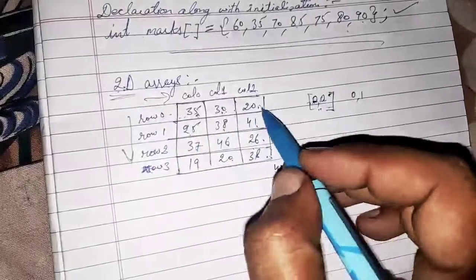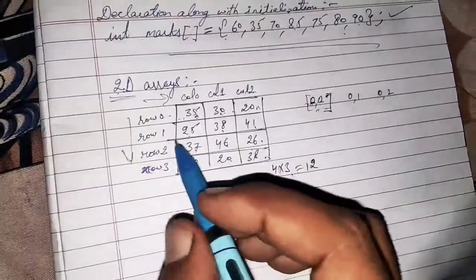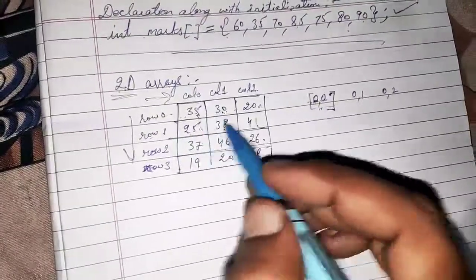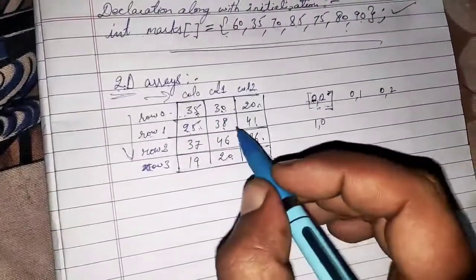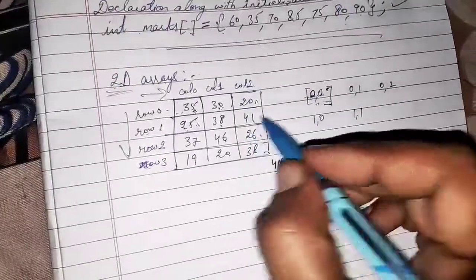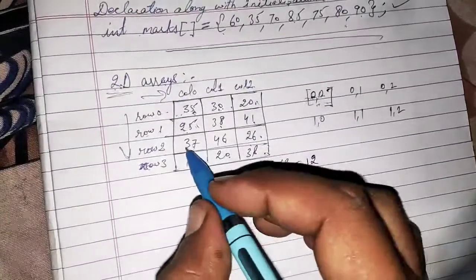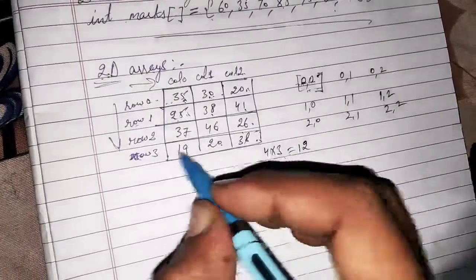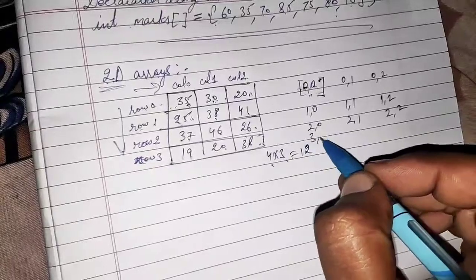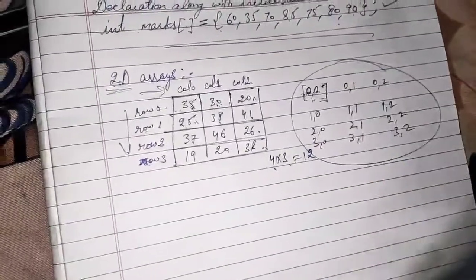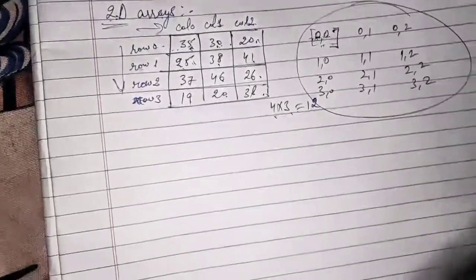This element's index value will be 0 and 2. This element is in the next line, that is 1, and the column again 0. This is 1 and 1 column, so these are the index values. This is 1 and 2 column, then this is 2 and 0, 2 and 1, 2 and 2 column, and the last is 3 and 0, 3 and 1, and 3 and 2. So these are the index places for 2D array.